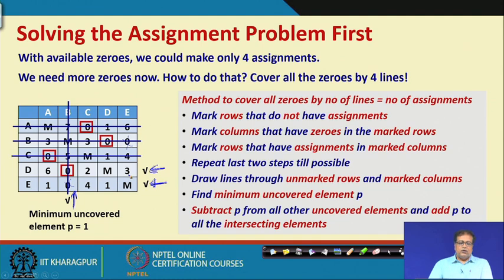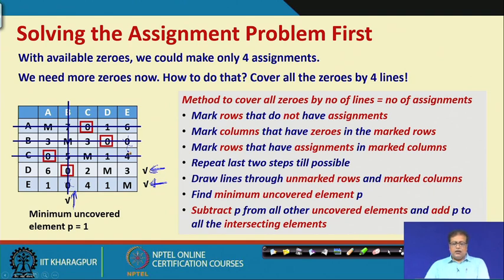Now, what do we do? Draw lines through unmarked rows and marked columns. So, these are unmarked rows, we draw lines, and this is the marked column. So, we draw lines, right. This is how you see the 4 lines we have got, and those 4 lines exactly cover all the 6 zeros that we have got so far, right. And also the number of lines has become equal to the number of assignments.